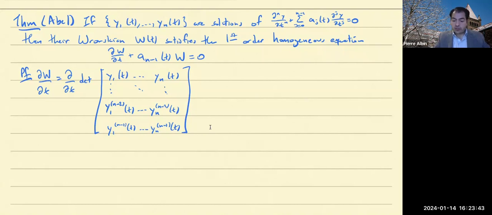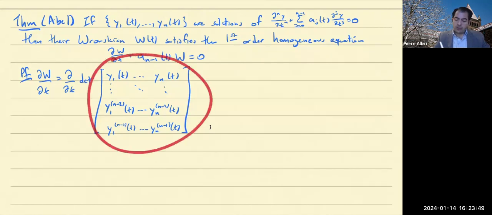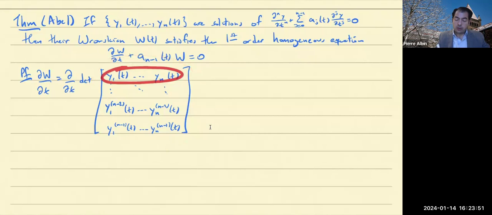So in terms of the determinant, you can think of that as we're going to have the determinant of this matrix when we take the derivative of the first row, plus the determinant of this matrix when we take the derivative of the second row, plus the determinant of this matrix when we take the derivative of the third row, and so on, plus the determinant of this matrix when we take the derivative of the last row. Okay, but let's think about what happens when you do that.